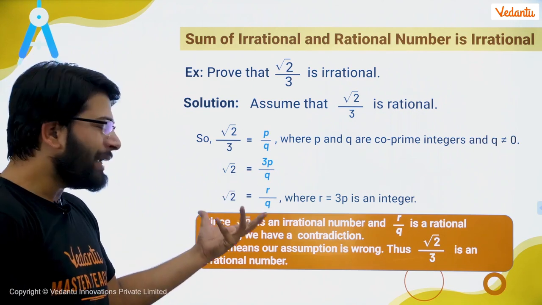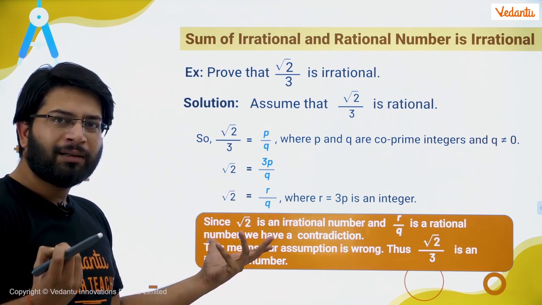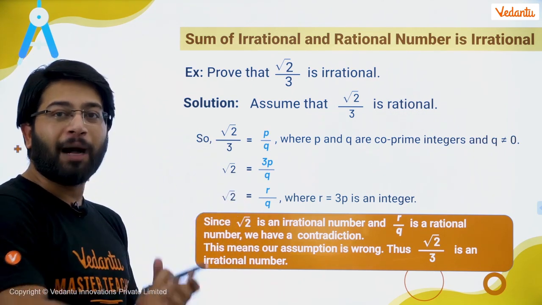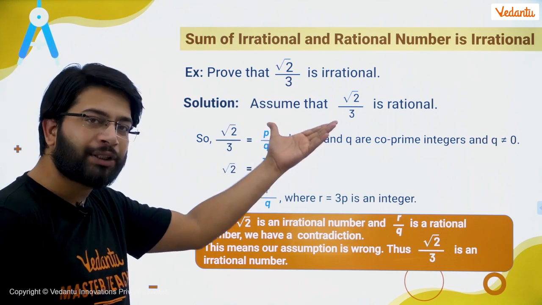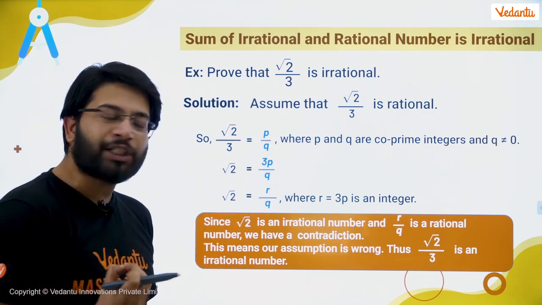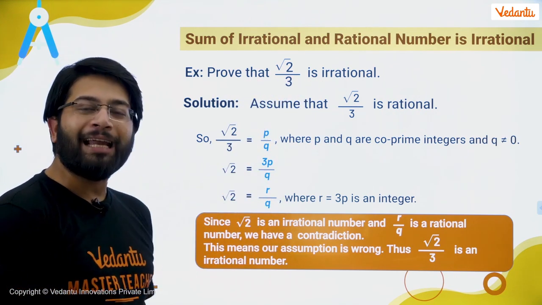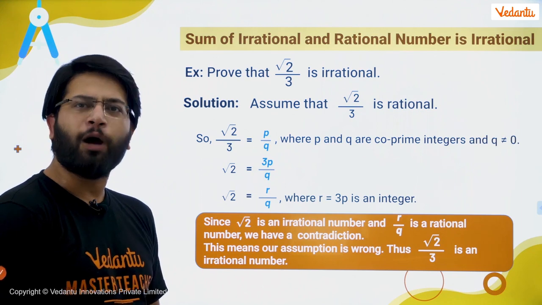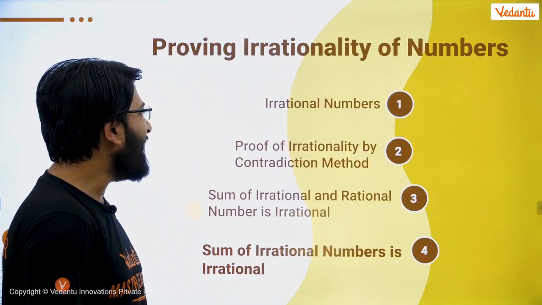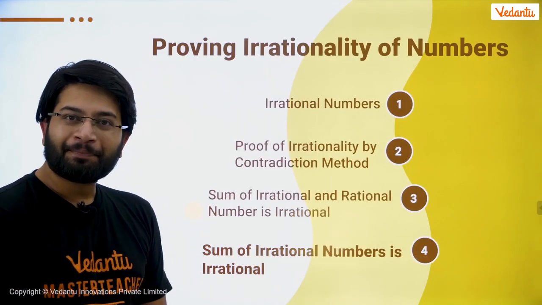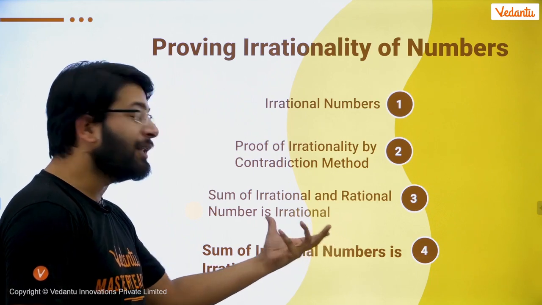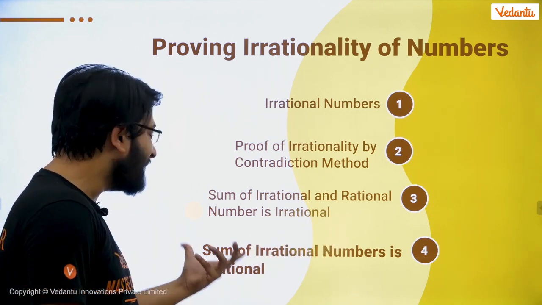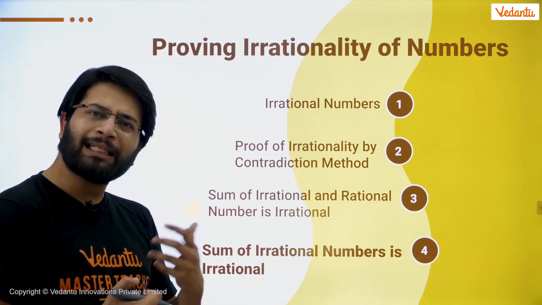Okay, so same guys, same champ, what we have done, just like the previous example, we have taken an assumption and with the method of contradiction, we have proved that it's an irrational value. I hope this is clear, champ. Very good, excellent. Now let's see the sum of two irrationals is irrational. How to prove it? Again, the same concept.